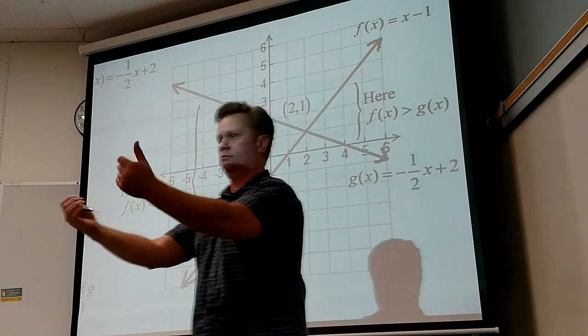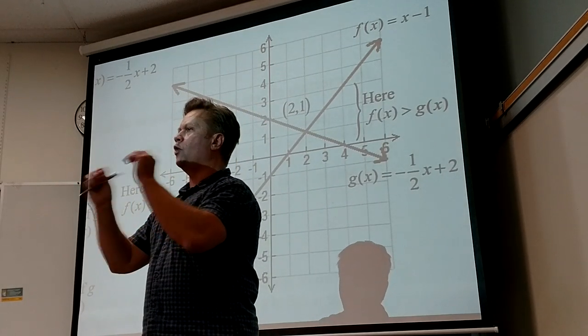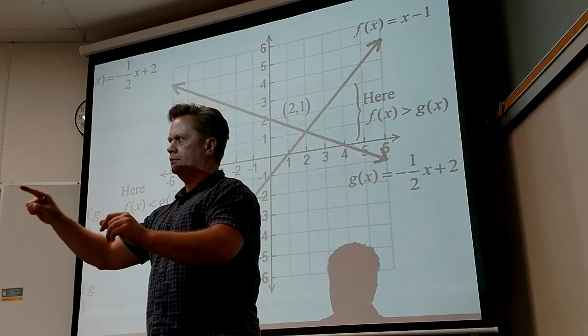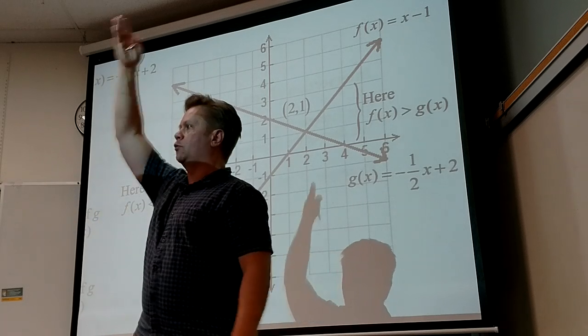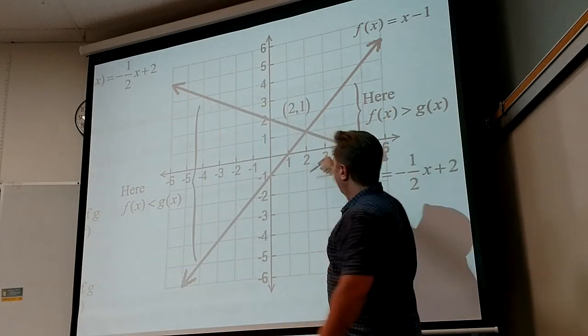So in general, you guys stay with me. In general, when it says where does something happen, that's an x. When it says what happens there, that's a y. So where are these two equal? At 2.